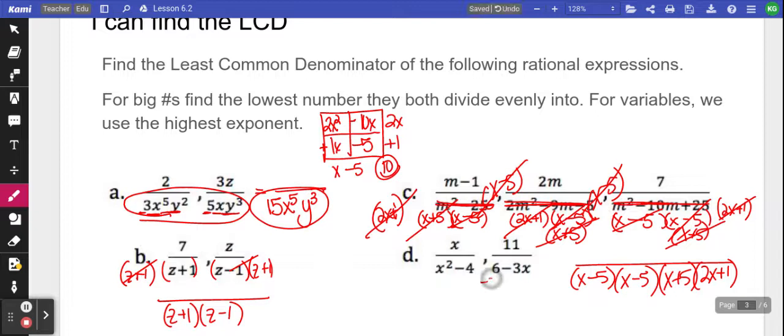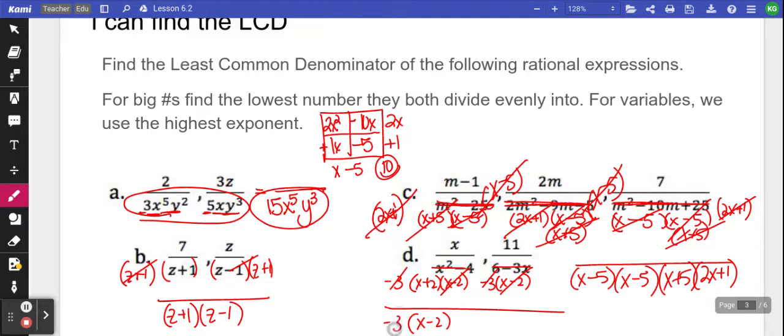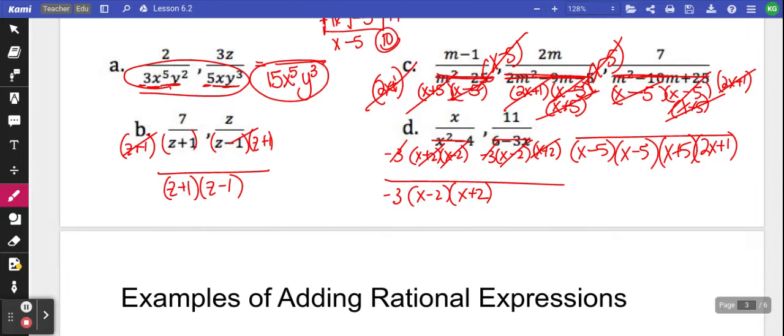On this one, I'll factor out the negative 3, which would leave me with x minus 2. Factoring this one would be x plus 2, x minus 2. So they both have an x minus 2. Then I would have to give this one a negative 3 to be able to cross that out. And I have to give this one an x plus 2. So their common denominator would be negative 3, x minus 2, x plus 2.